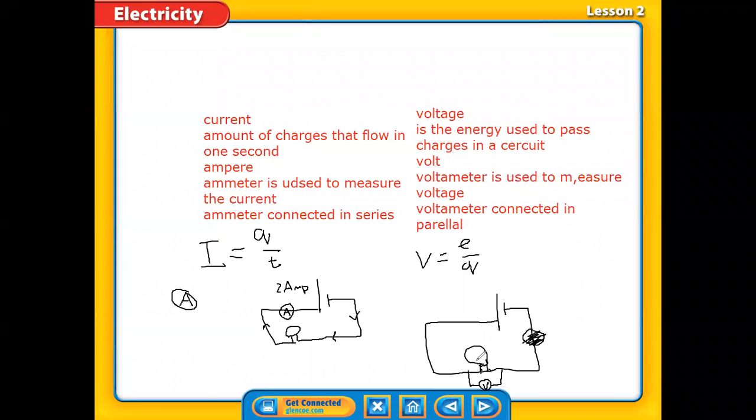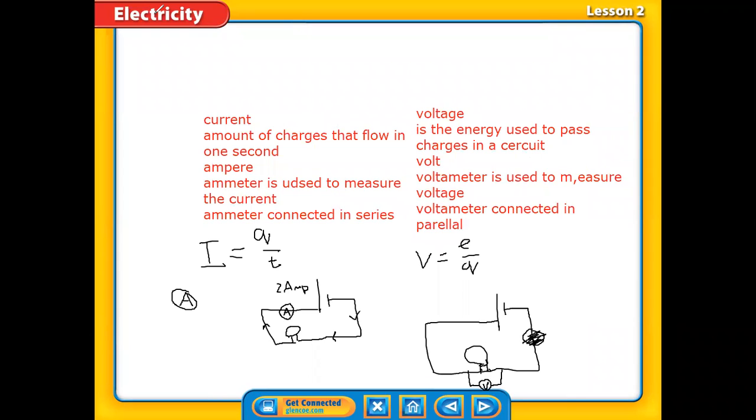You get the idea, guys? Yes. So the voltmeter must be connected in parallel. That means it must have its own path, its own wire, that will be connected to the main wire of the circuit. Is it clear here, guys? Yes, thank you.